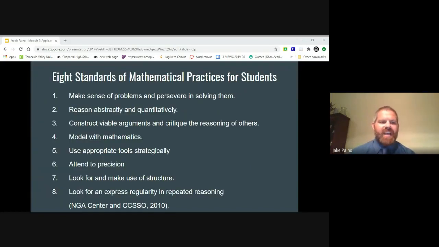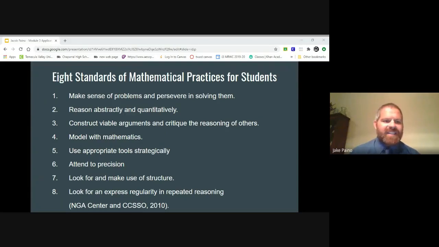In 2010, the NGA Center came out with these 8 standards of mathematical practice for students. These 8 standards we should all be familiar with. We have posters in every single classroom. These 8 standards represent what students should be doing while learning math.